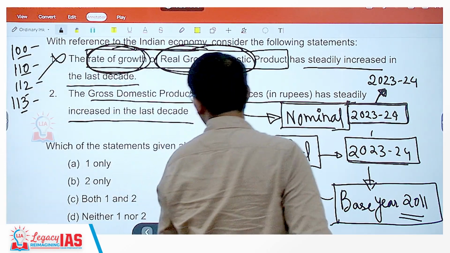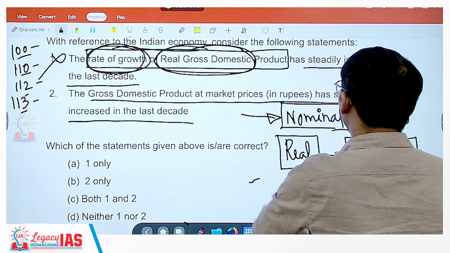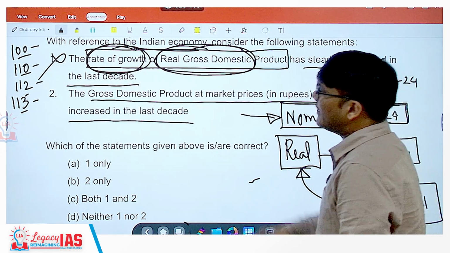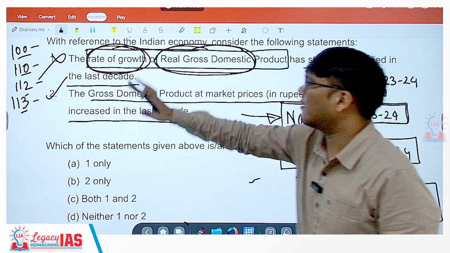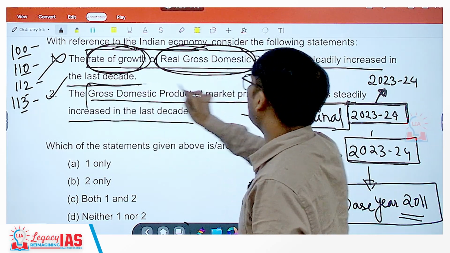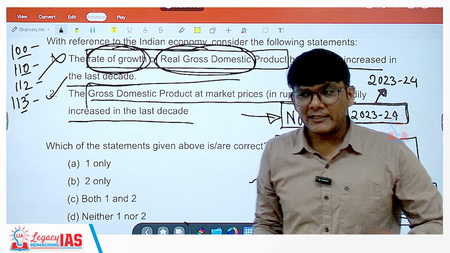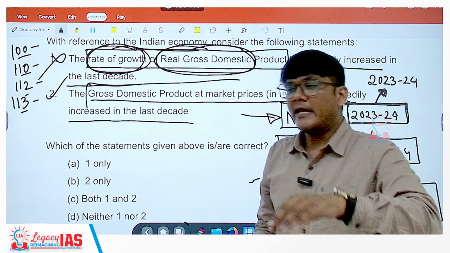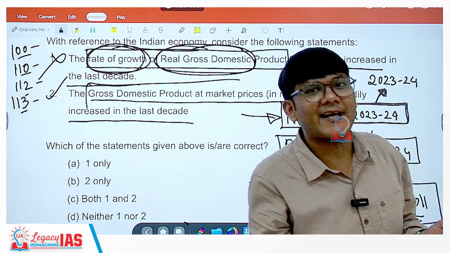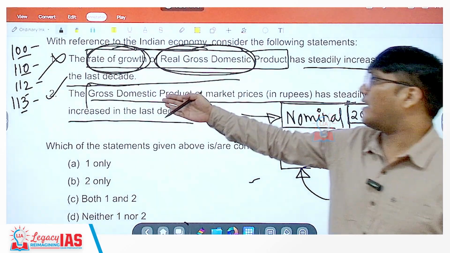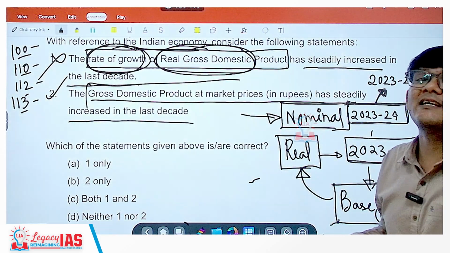The second statement says that the gross domestic product at market prices in rupees has steadily increased in the last decade. Yes, because here they are not asking about the rate. They are just saying that the gross domestic product has increased, and GDP has kept on increasing. Even at times if the production is exactly the same or even slightly less, even then the GDP at market prices can increase because there will be inflation.